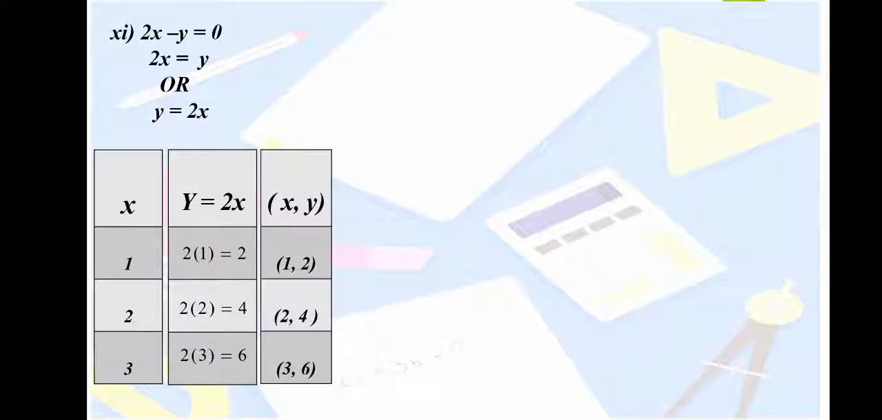x is equal to 1, 2 and 3. For the y column, replace the values. In the first row, the value of x is 1, so y is equal to 2x. Replacing x with 1, 2 into 1 equals 2. In the second row, the value of x is 2, so 2 into 2 equals 4. In the third row, the value of x is 3, so 2 into 3 equals 6. So the ordered pairs are 1 and 2, 2 and 4, and 3 and 6.